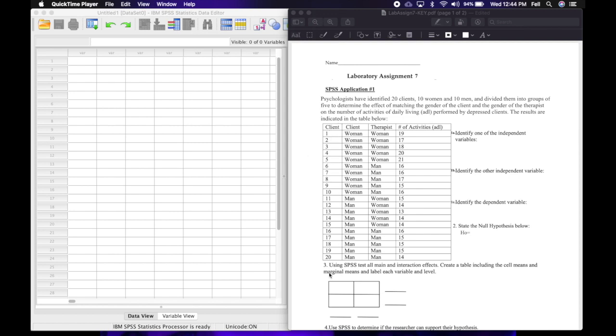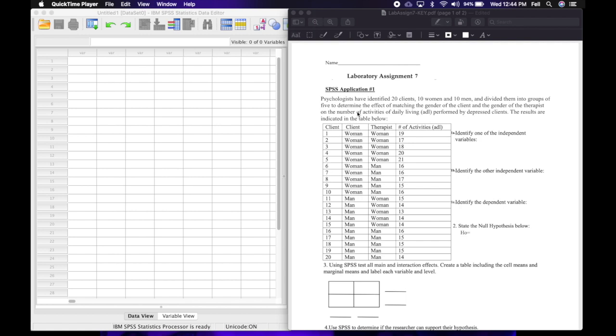So here I see all the clients, there's 20 of them, and then they're broken down by their gender. So the first half are women, second half are men, and then the therapists that they were assigned to. So half of the therapists that they were assigned to are women and half are men. And then for each client, we see the number of activities in the last column of the row that they are on.